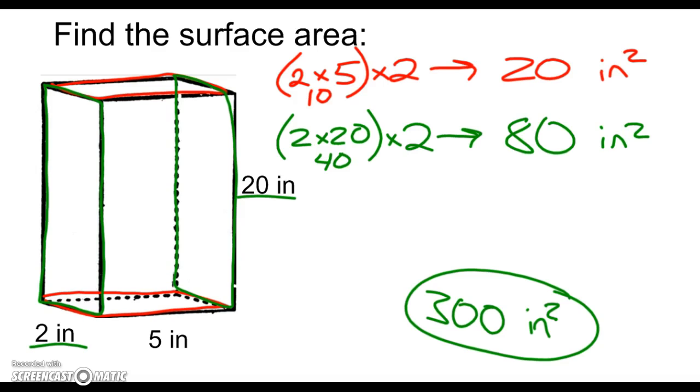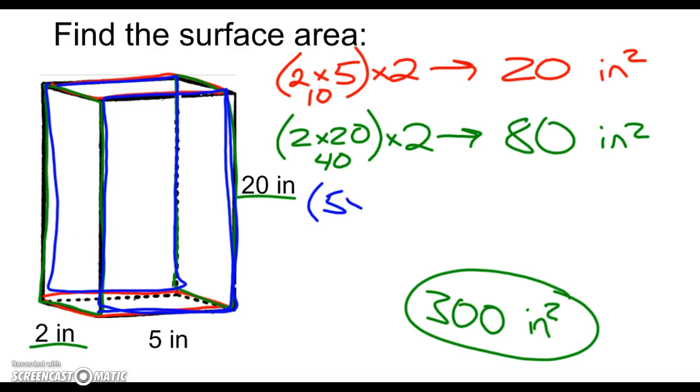Last two rectangles, we have a front and a back. So this, and then the one in back there. My scribbles are all making sense, right? So we got a 5 by 20 rectangle. We do have two of them. So this is 100 times 2.